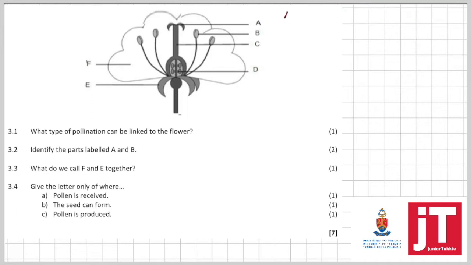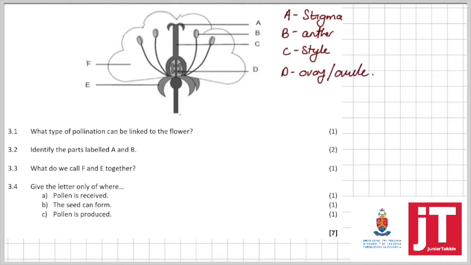So if we look here, we see that our labels are A, because we always try and write our labels in before we look at the questions, because then we're not compromised as to the question. So A, stigma. We can see that B, anther. C, we've got here as the style. D, we've got the ovary, and we can see the little ova inside, the ovules there. We've got E, the sepals, and F, then the petals of the flower.